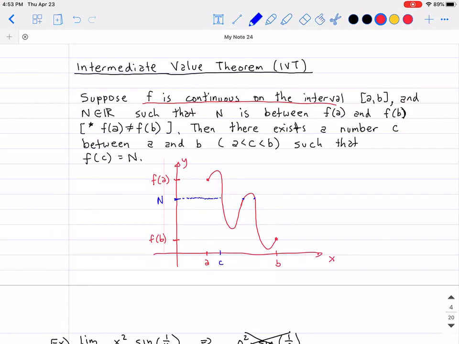So for this intermediate value theorem, you're going to see it very often on the AP test. So when the time comes, I think we'll go ahead and introduce that a little bit more. Okay. But for now, that should probably do it.